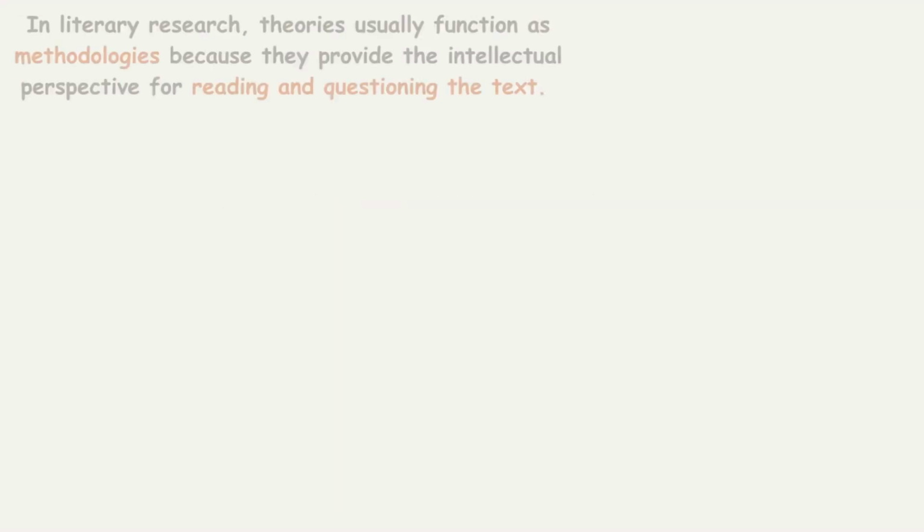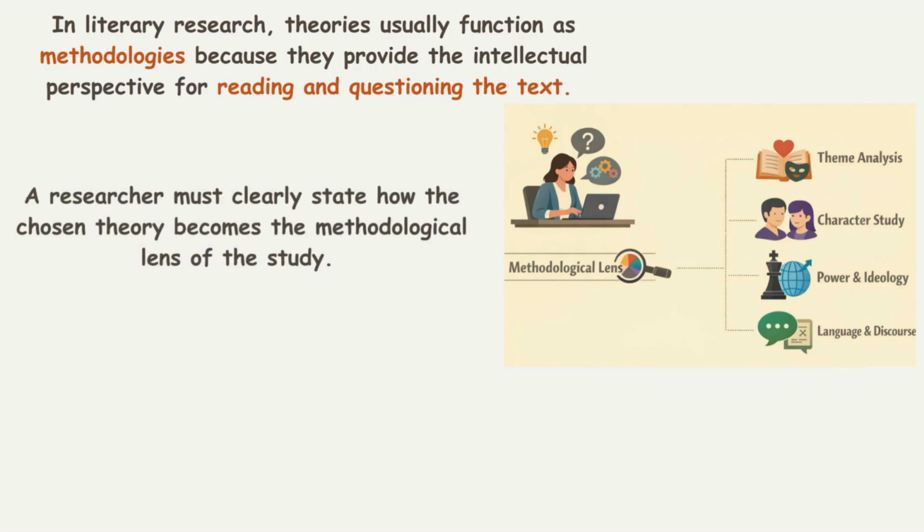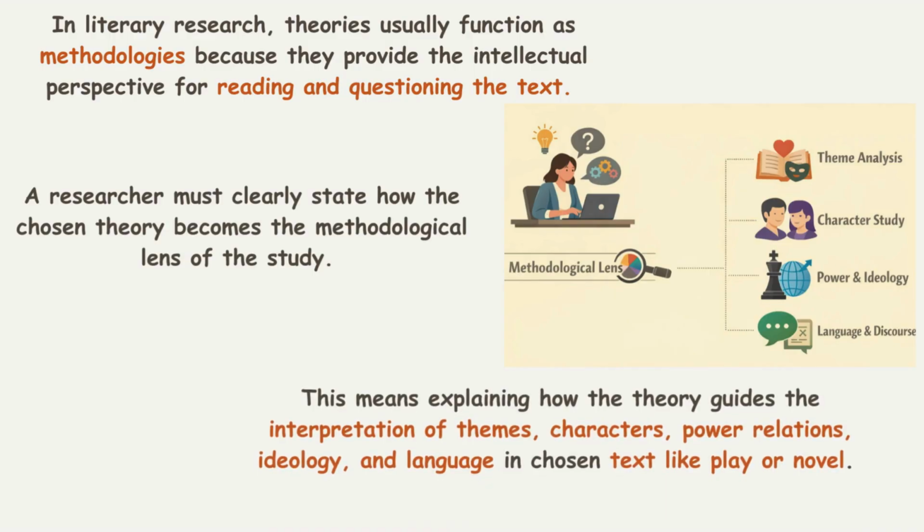Step 5. Use the theory to guide methodology. In literary research, theories usually function as methodologies because they provide the intellectual perspective for reading and questioning the text. A researcher must clearly state how the chosen theory becomes the methodological lens of the study. This means explaining how the theory guides the interpretation of themes, characters, power relations, ideology, and language in the chosen text.